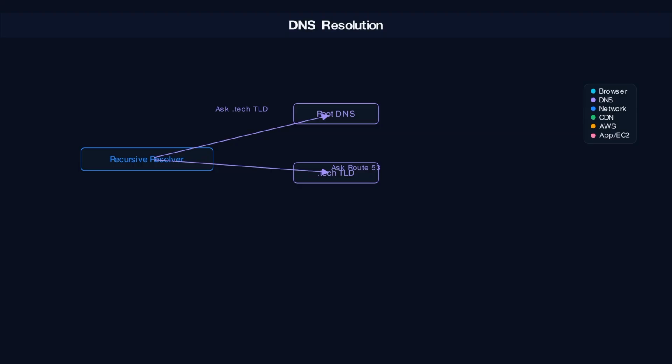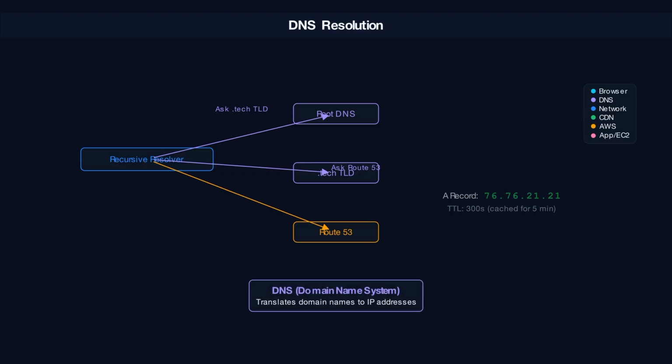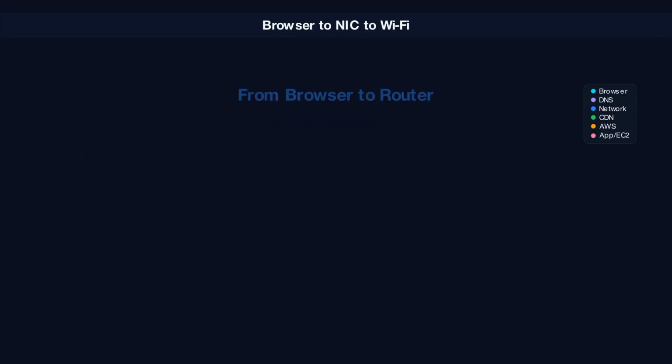So the OS calls a recursive resolver, your router, or a server like 8.8.8.8. That resolver does the heavy lifting. It asks the root nameservers, who handles .tech. The root says, ask the TLD server. The TLD says, ask the authoritative nameserver. That's Route 53. Route 53 answers with an A record, 76.76.21.21. The resolver caches that answer for the TTL, time to live, say, 300 seconds. Now the browser has an IP, time to build a connection.